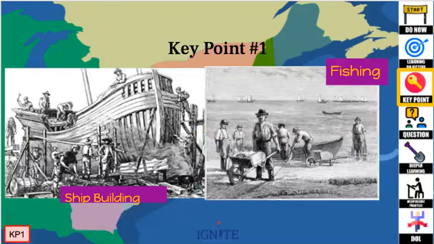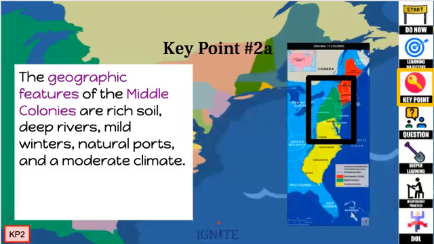So the answer to this is they make money from shipbuilding and fishing. We talked about the natural harbors' close proximity to the New England colonies, which is a prime reason for them to build boats and to use them to catch fish to sell for profit.